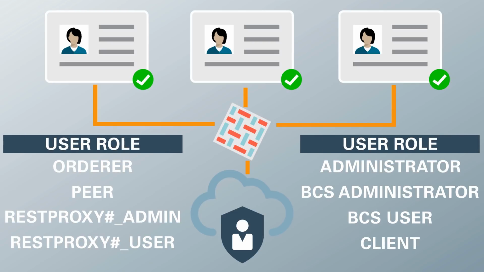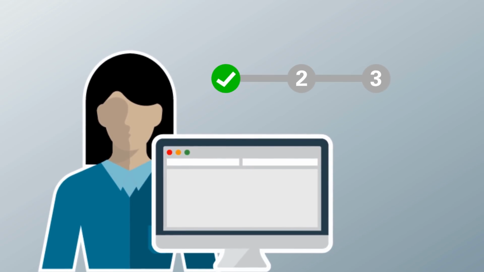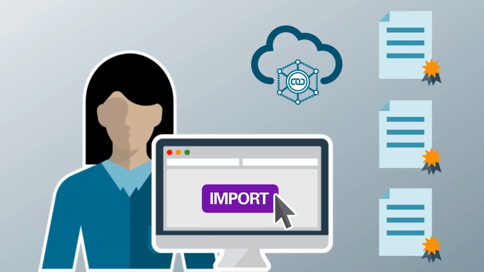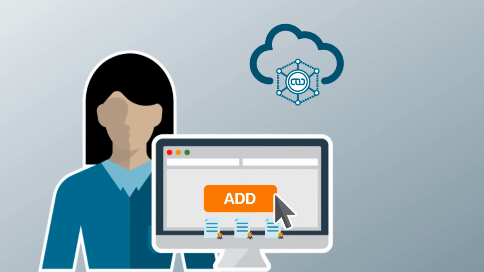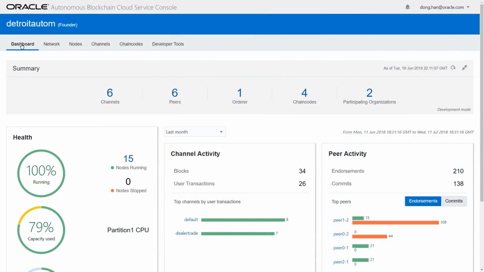When a new service instance is created for a participating organization, its dashboard UI includes a guided process for joining the blockchain network. Adding new member organizations begins with exporting their PKI certificate and then importing it to the founding instance using the Add Organization button in the Network tab. Use the Blockchain Cloud Service console to monitor the network and perform day-to-day administrative tasks.